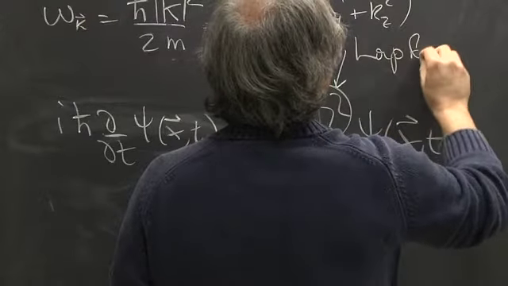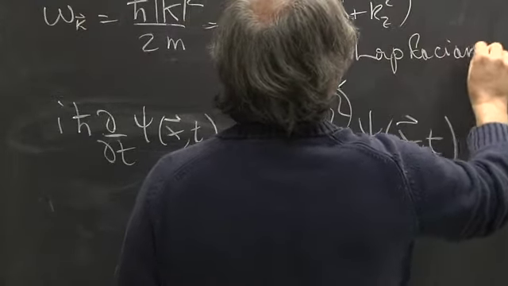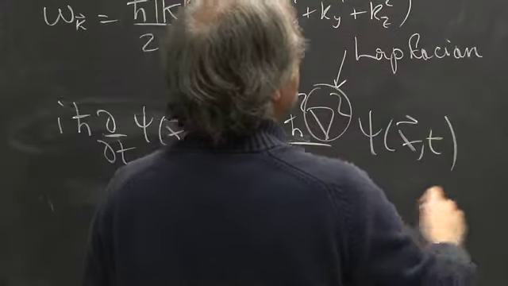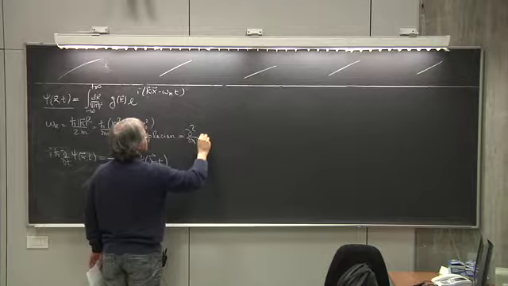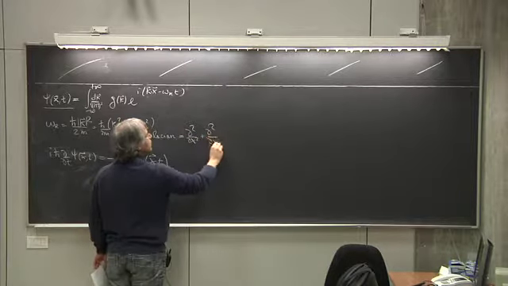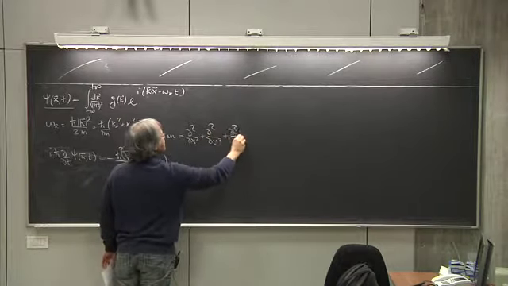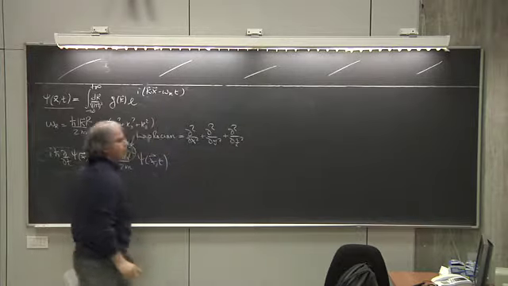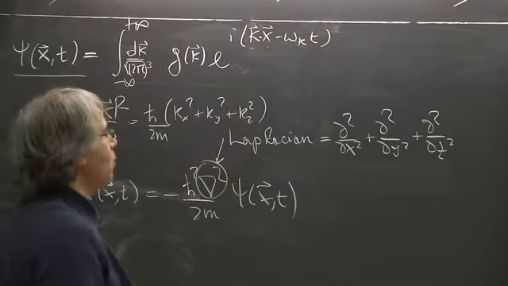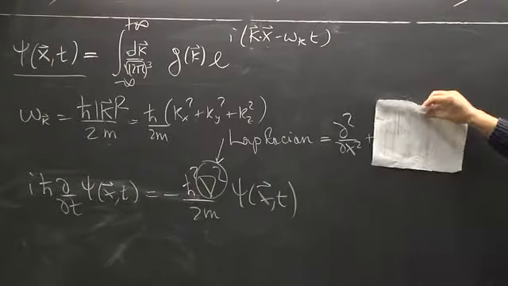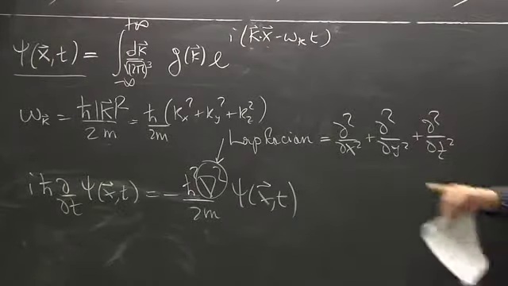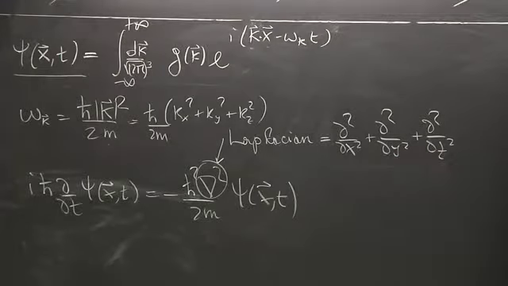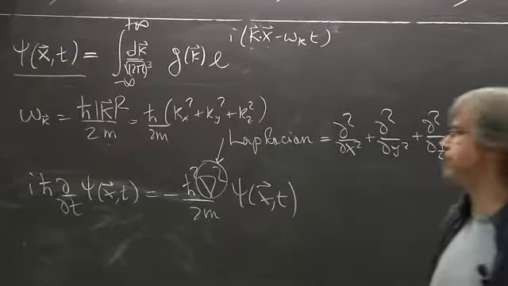I'm doing things here now in three dimensions. So in three dimensions, this object is the second derivative with respect to x, plus the second derivative with respect to y, plus the second derivative with respect to z. If I was working again in 1D, obviously I would have simply the second derivative with respect to x. So it's the sum of the three second derivatives in the three directions. This is the Laplacian.